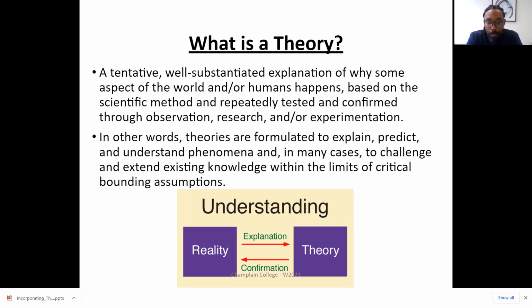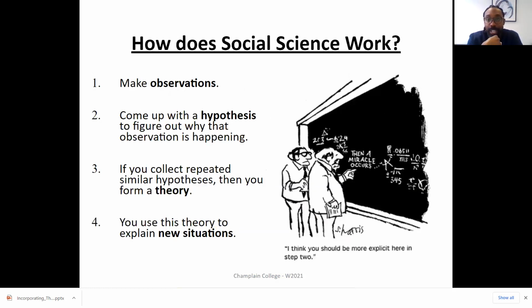As you see with the graphic below, you have understanding, and so if you start on the right-hand side, you have a theory, and the theory is confirmed by reality, and then with reality, use a theory to explain it. Move forward. How does social science work? One, you make observations. Two, come up with a hypothesis to figure out why that observation is happening. Three, if you collect repeated similar hypotheses, then you form a theory. And then finally, number four, you use this theory to explain new situations. You see the graphic there.